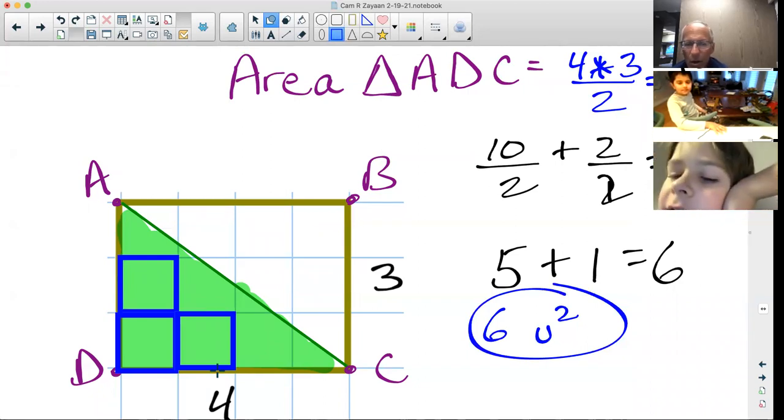It's because it's a triangle, not a square. Right, but how do we figure out that it's 6 of these units? We only could fit 3 of them in here. Zayaan, what do you think?